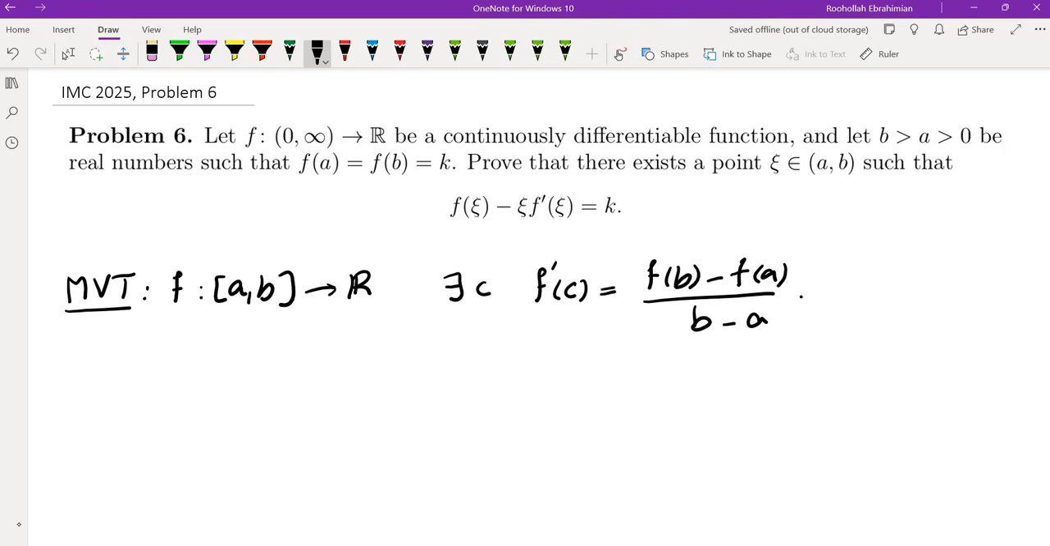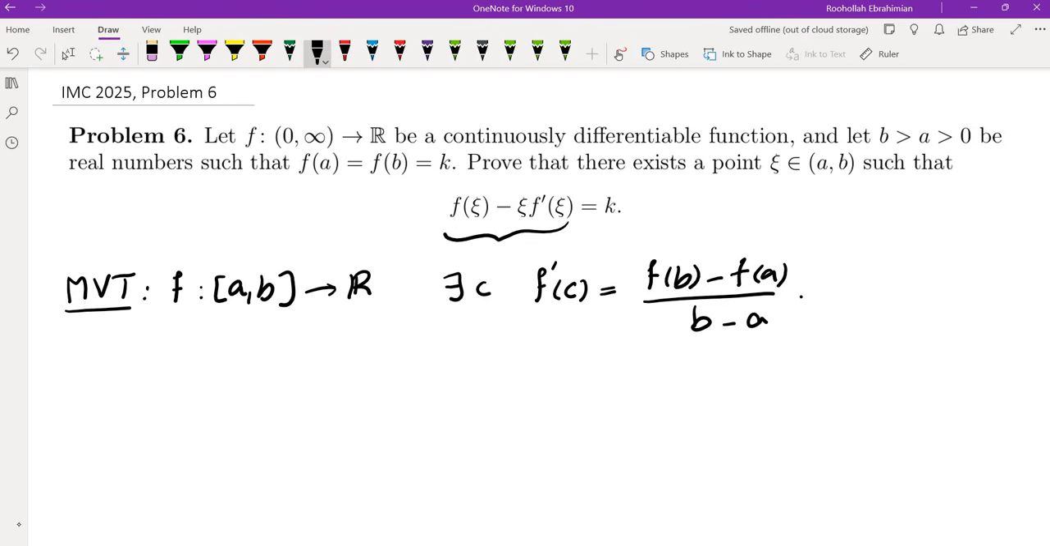So this looks very similar to the mean value theorem. The difference though is on the left side, we don't have the derivative of one function. We have f of psi and also minus psi f prime of psi. So this is not the derivative of just one function. I was hoping that I can turn this into the derivative of one thing.